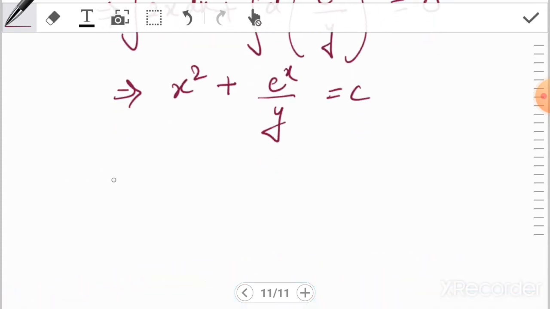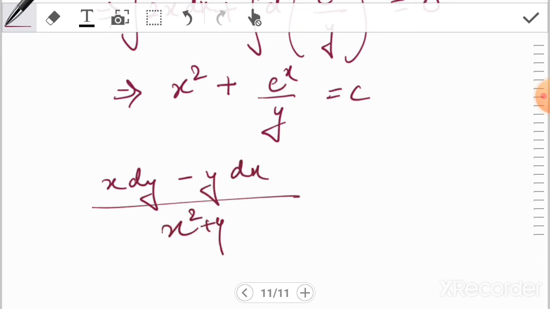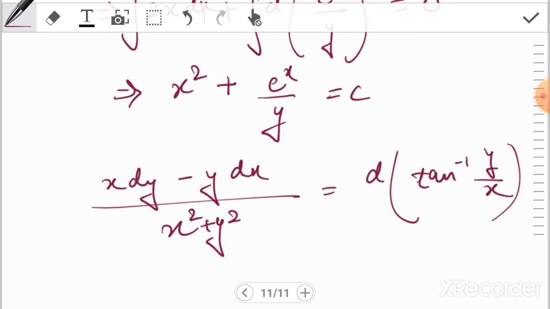Similarly, if you may find (x dy minus y dx) by (x square plus y square), then this will be equal to d of tan inverse y by x. Okay. So this way you can make an equation reduced to an exact equation, and then we can proceed.